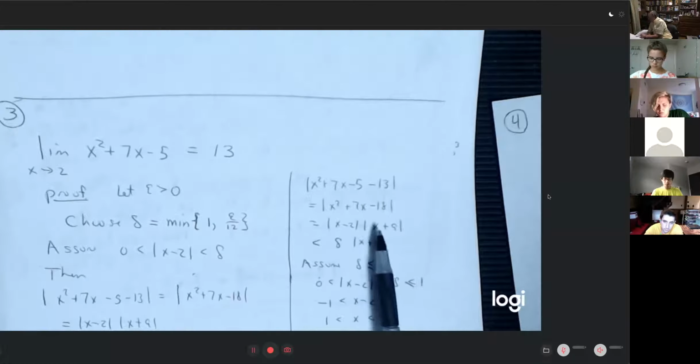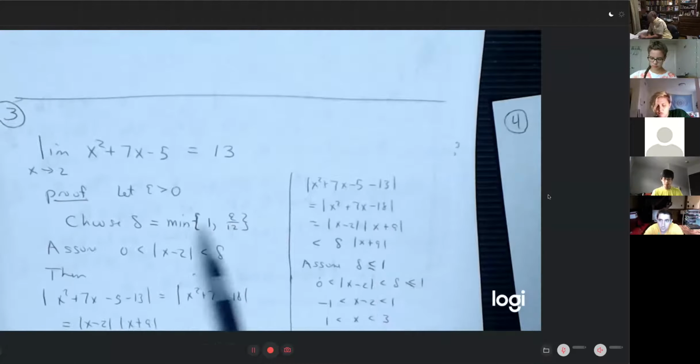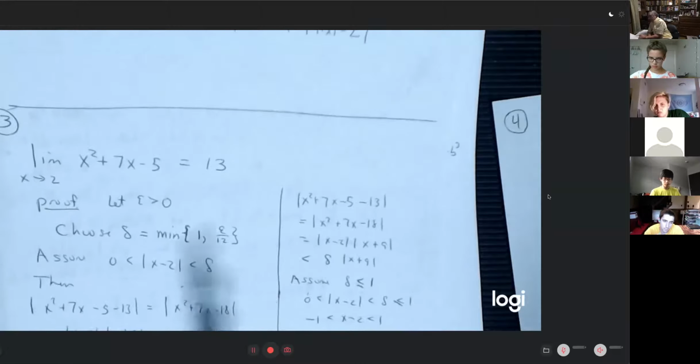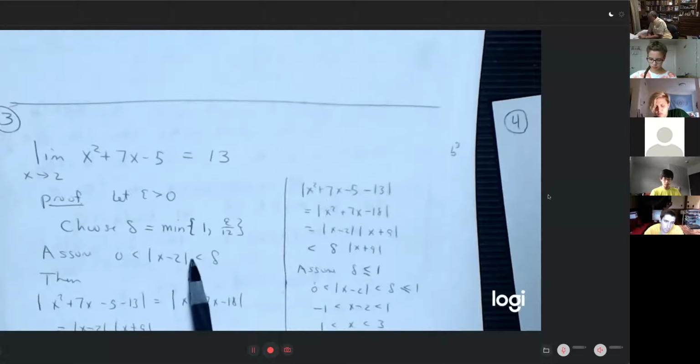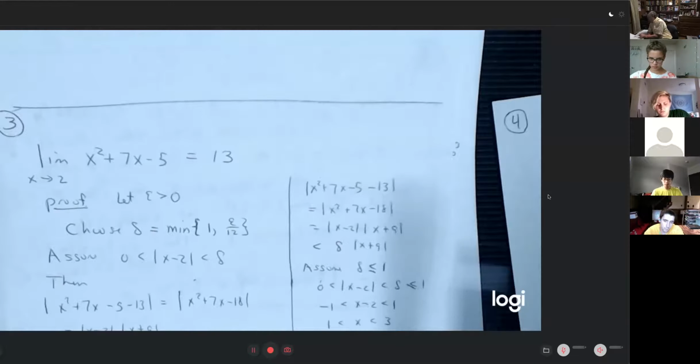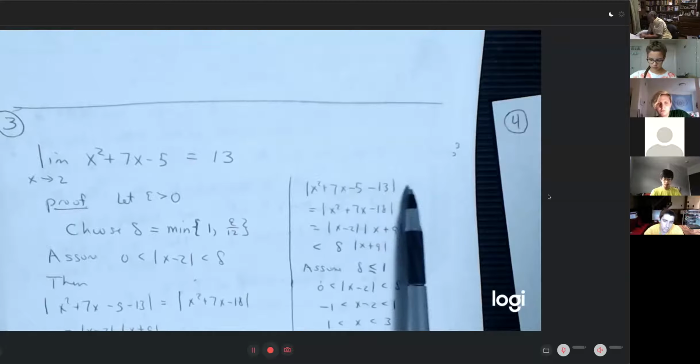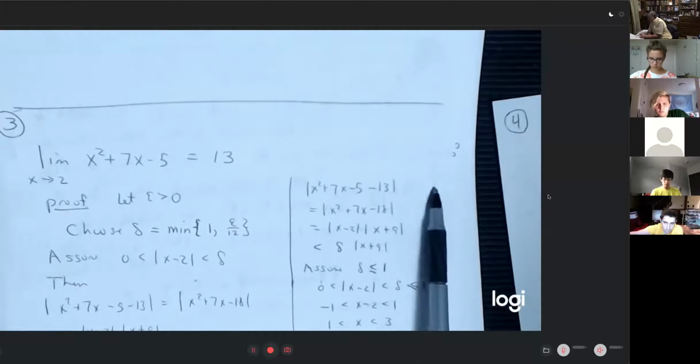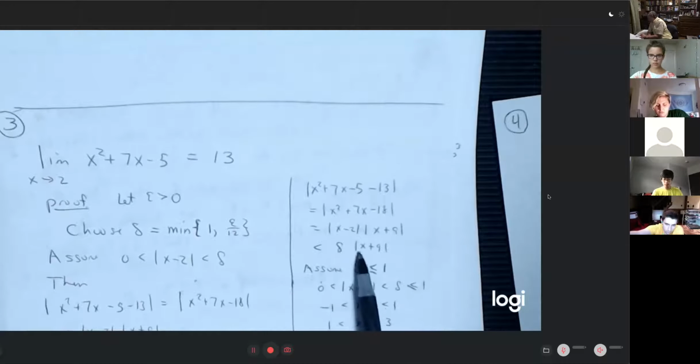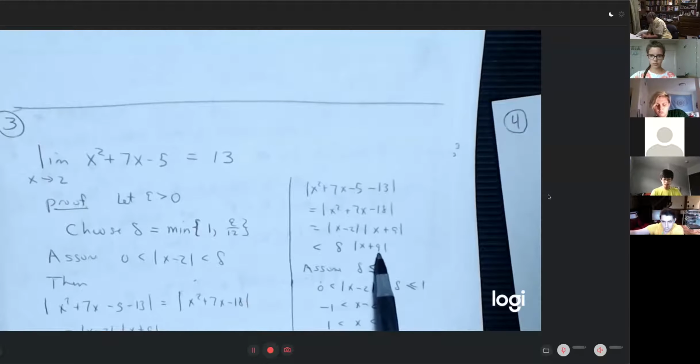Now, why is that important? Because when we do the if part over here later, I'm going to assume that the x I'm heading toward is less than delta. Here is x minus 2 right there. Here it is over here. That's good, because I'm going to know this is less than delta. Okay, so this expression, which I have to make less than epsilon, is less than delta times x plus 9.